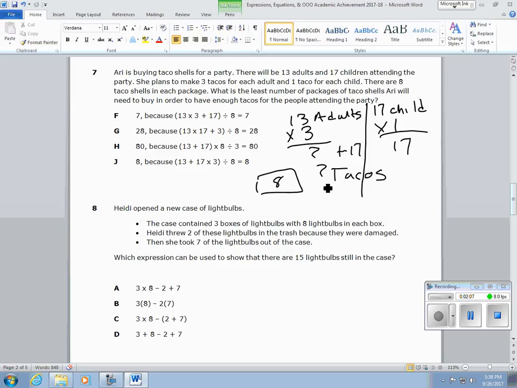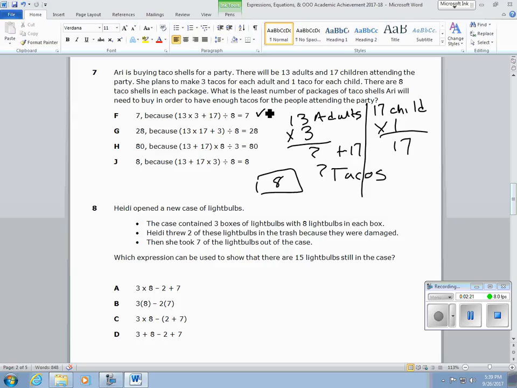So the first one says that the answer would be 7 because we're going to multiply 13 times 3, which is what we did, and then we're going to add 17, which is what we did, and we're going to divide by 8, which is what we did. So that's a possible answer.